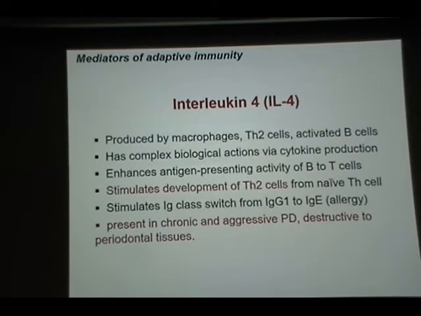IL-4 is produced by macrophages, type 2 helper T cells, and activated B cells. It has a really complicated biological action. It enhances antigen presentation of B cells to T cells, because B cells are considered antigen presenting cells. It will also stimulate differentiation of Th2, type 2 helper T cells, from naive helper T cells. And this is important: it can stimulate Ig class switch from IgG1 to IgE. IgE is related to allergy, and is also present in chronic and aggressive periodontal diseases. It's destructive to the tissue.